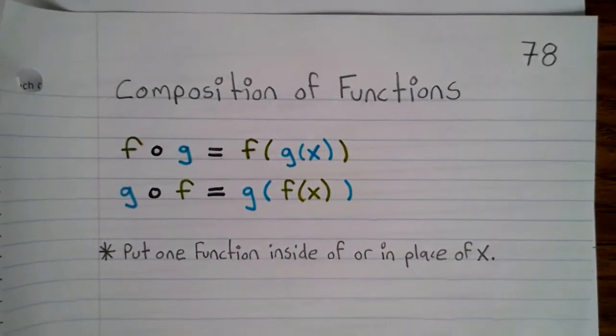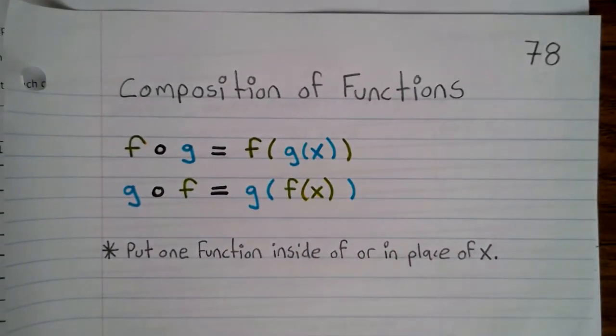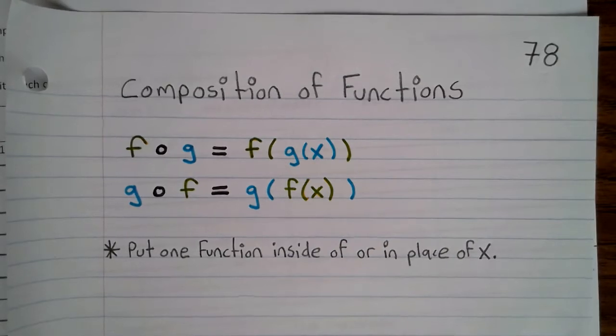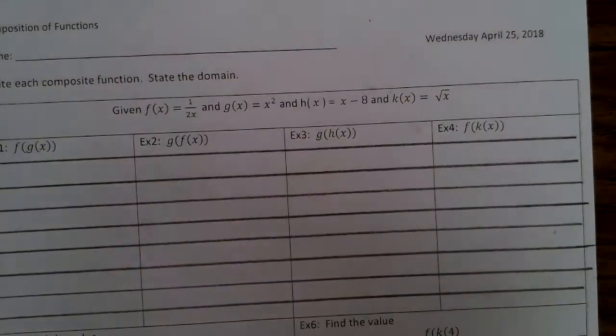All right, composition of functions on page 78. f of g equals f of g of x. g of f equals g of f of x. A little note: put one function inside of, or in place of, x. That's basically what composition of functions is. All right, if you would update your notes. All right, now your notes are updated. Let's take a look at the examples.